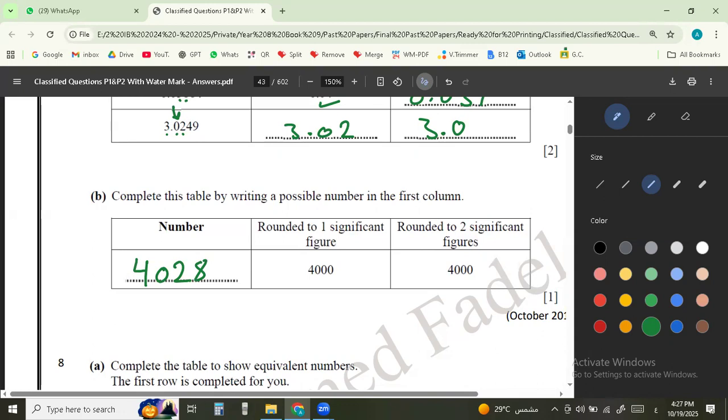What about two significant figures, mister? Look at the digit after the second significant figure. It is weak, mister. So it is going to give it nothing. So it is 4, 0 as well. And everything after it turns into a 0. So it is 4,000.